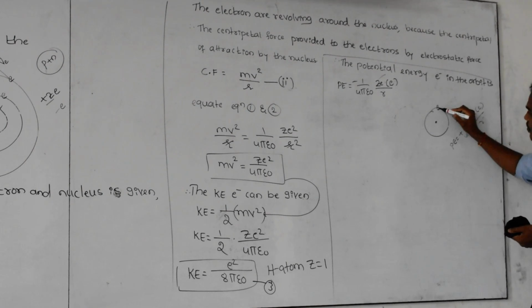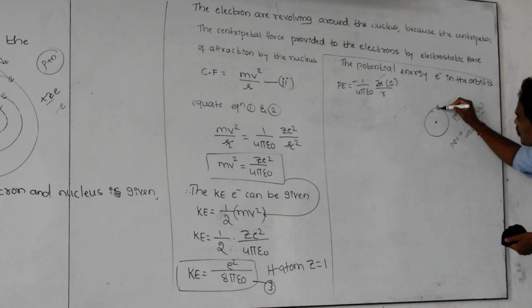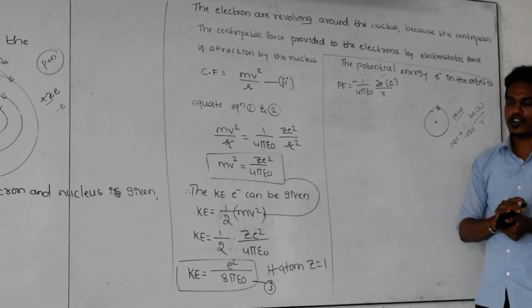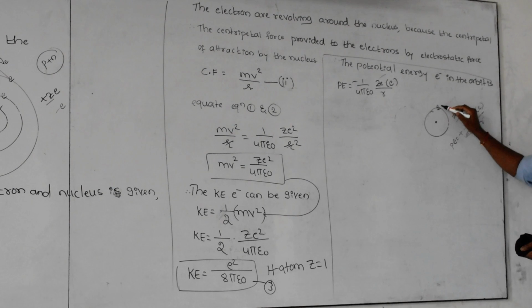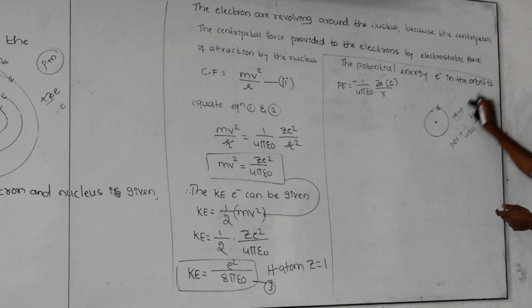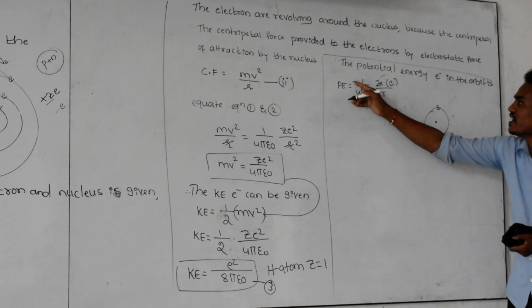That's why now it is not leaving the orbit. It is present at this point only. That's why it is having negative potential. What is the potential energy? It is the work that has to be done by the electron in order to leave the orbit. That energy is called potential energy. That's why I am taking the negative sign here.